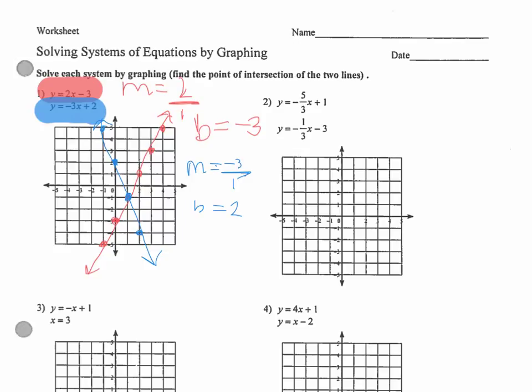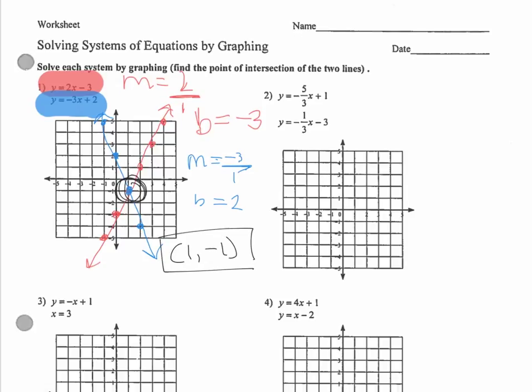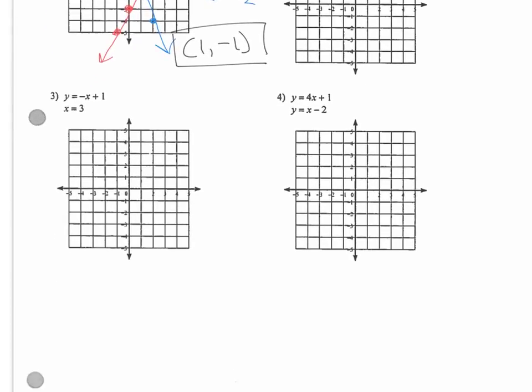Because notice the directions say, find the point of intersection of the two lines. So my point of intersection is right here. What's that ordered pair? 1, -1. So what that means is my numerical answer for x is 1, and my numerical answer for y is -1. So let's scroll, and I now want to do number 3.